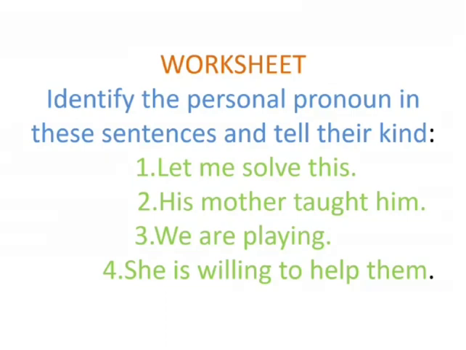We are playing. Here the word we is the personal pronoun and what type of personal pronoun it is? It is a subject pronoun. She is willing to help them. In this sentence also we have two pronouns, she and them. She is the subject pronoun and them is the object pronoun.